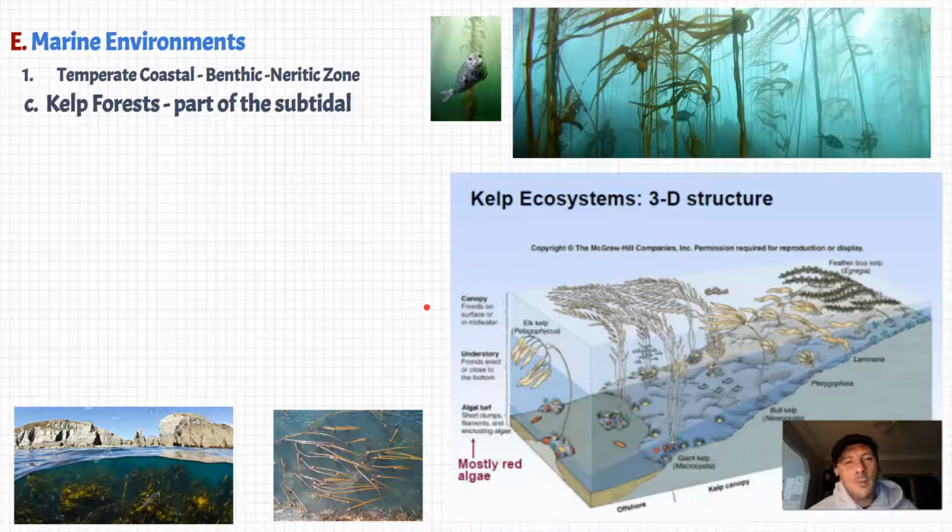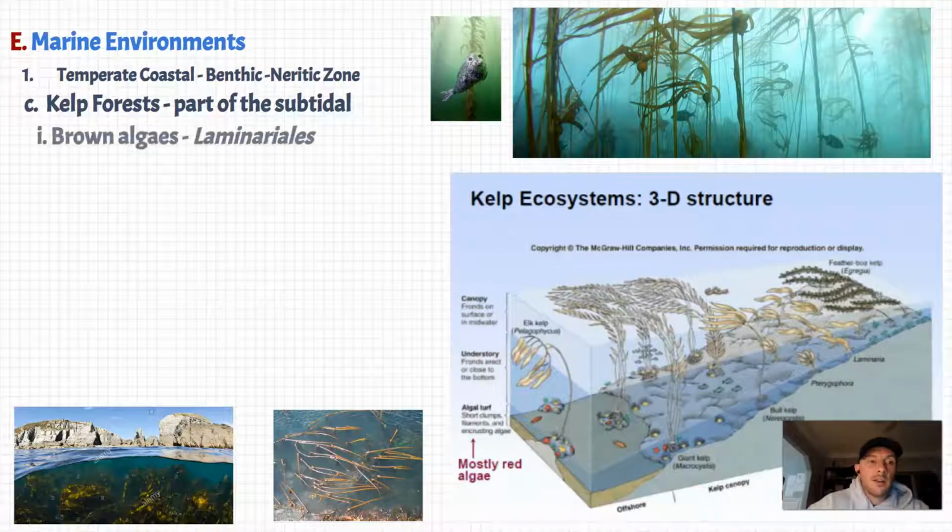And now we want to jump into a specific ecosystem within this larger region. And one of these important marine environments, of course, the most important here in the temperate coastal seas are the kelp forests. These are the most productive areas. Kelp forests are dominated by brown algae.